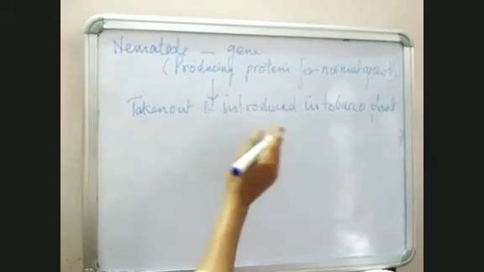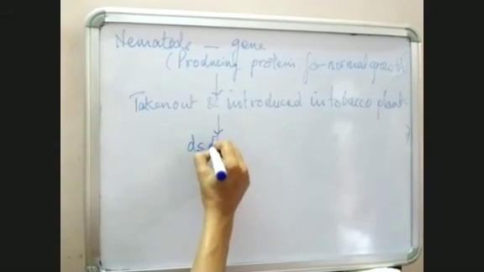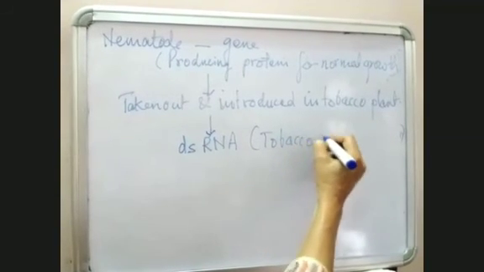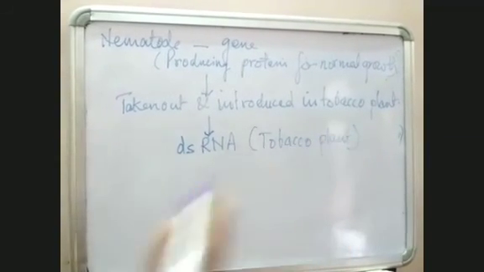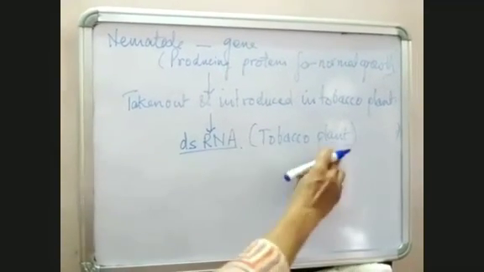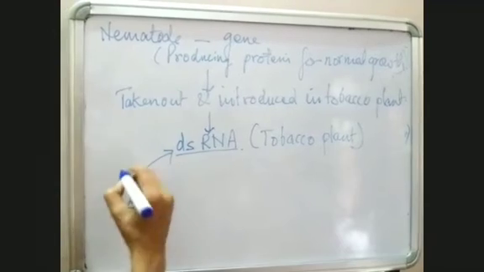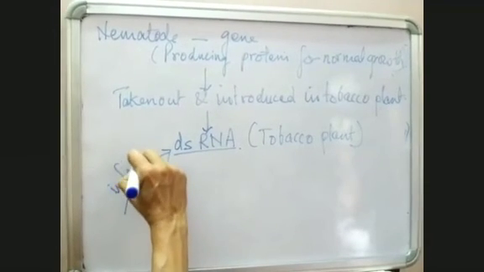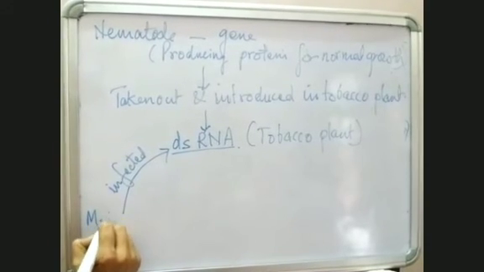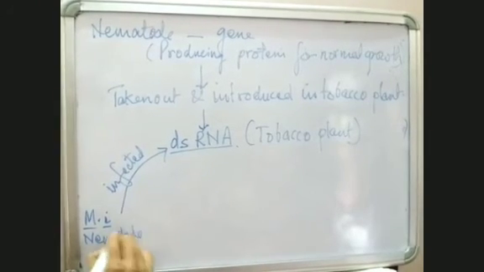Now what happened? As this gene was introduced, the tobacco plant produced dsRNA. The tobacco plant is a eukaryotic cell, so in defense it produced dsRNA. Now that means the tobacco plant has dsRNA in it. When this plant was infected by the nematode, which nematode are we talking about? Meloidogyne incognita. When it infected this plant, what happened?